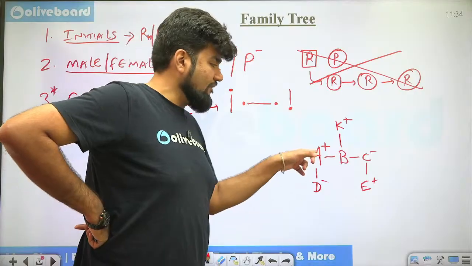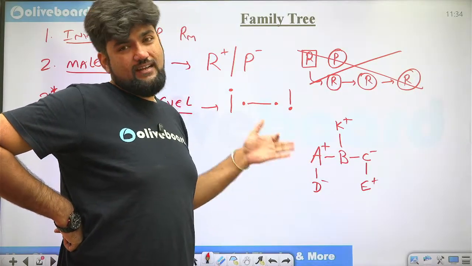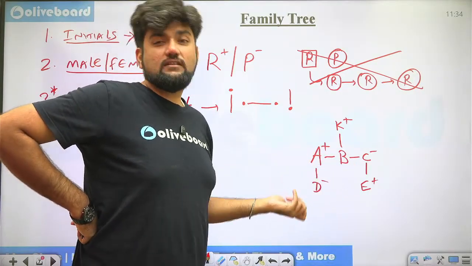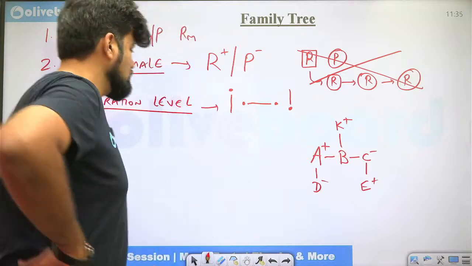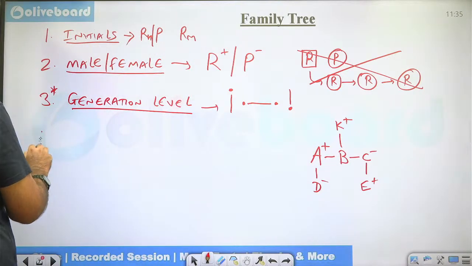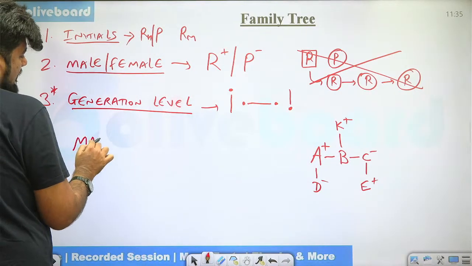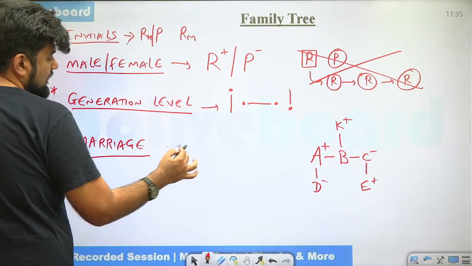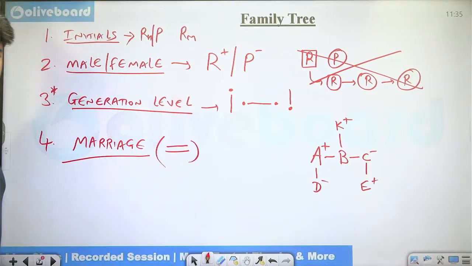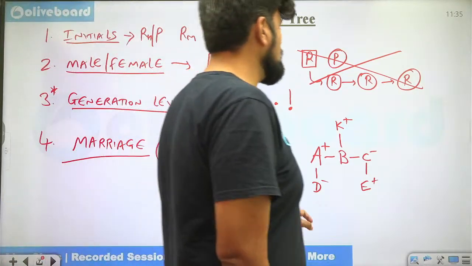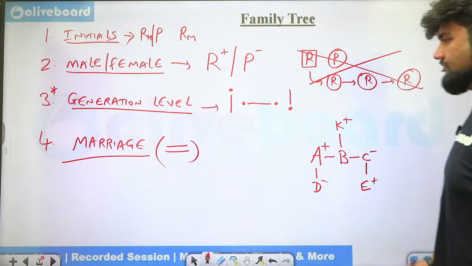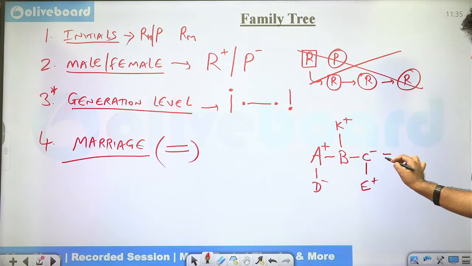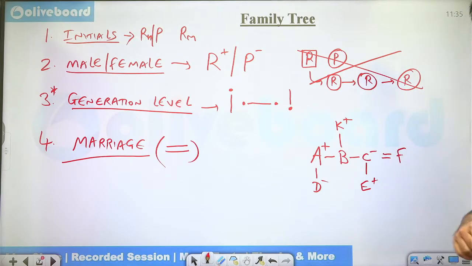So how do I depict? I have already taken the single lines for real brothers and sisters and no line for cousins. How will I depict a marriage? So a marriage is depicted by a double line. A marriage or a couple is depicted by a double line. This shows that a person is married to the other person. They are a couple. So I am now saying that C is married to F. C is married to F. So this is how it looks.